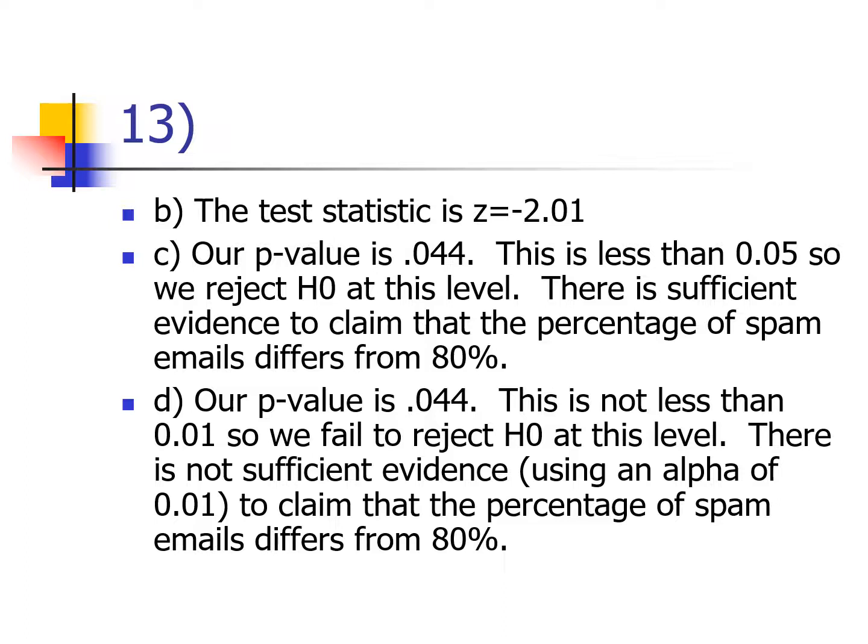Our p-value is 0.044. That's less than 0.05. So if we were using 0.05, we would reject the null hypothesis and say the percentage of spam is different than 80%. However, D says, what if you were being a little bit more stringent than the usual 0.05? What if instead you were using 0.01? Well, in this case, our p-value is now larger than alpha. Anytime our p-value is larger than alpha, we fail to reject the null hypothesis. In the context of this problem, that means that there is not sufficient evidence to conclude that the percentage of spam is anything different than 80%.